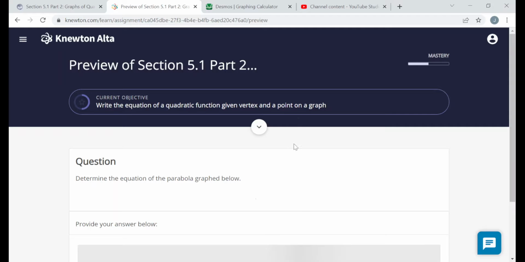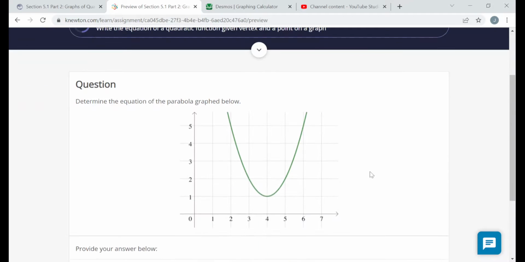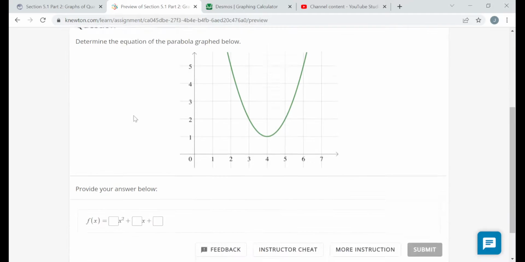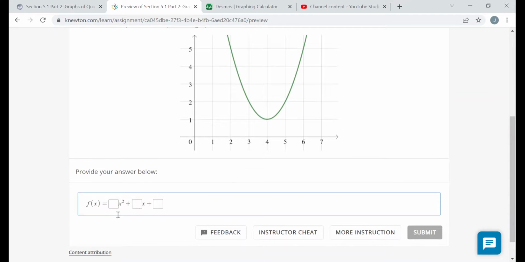So same objective. Now notice it just says determine the equation of the parabola graph below. They're giving you the general form. You just have to fill in a, b, and c, right? ax squared plus bx plus c. You just have to fill in the blanks for the coefficients.